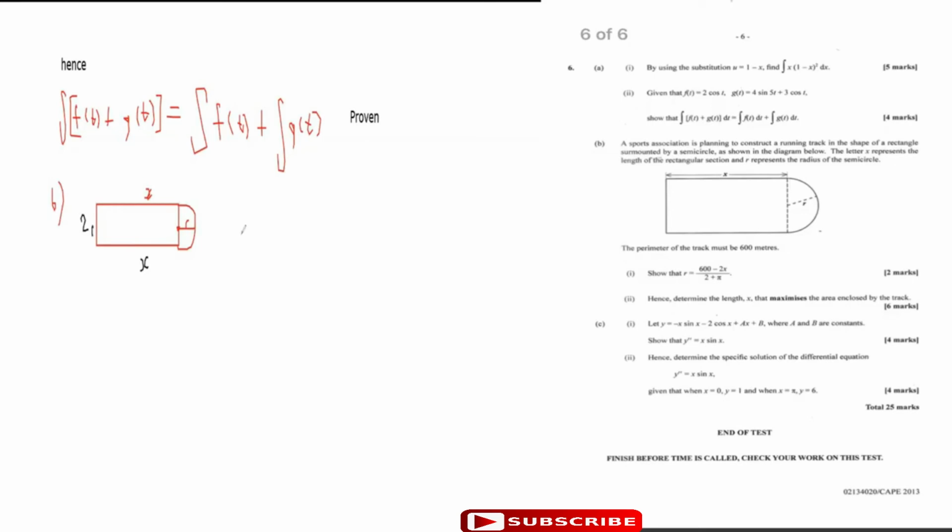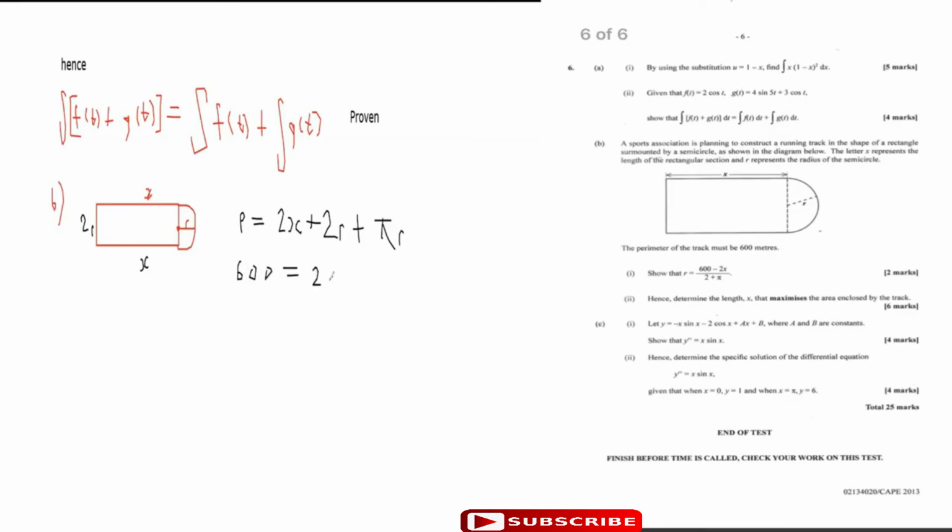So what does that tell us? The perimeter is going to be equal to x plus 2r plus x plus the perimeter around half a circle, which is pi times r. So the perimeter is actually going to work out to be 2x plus 2r plus pi times r. Nice.